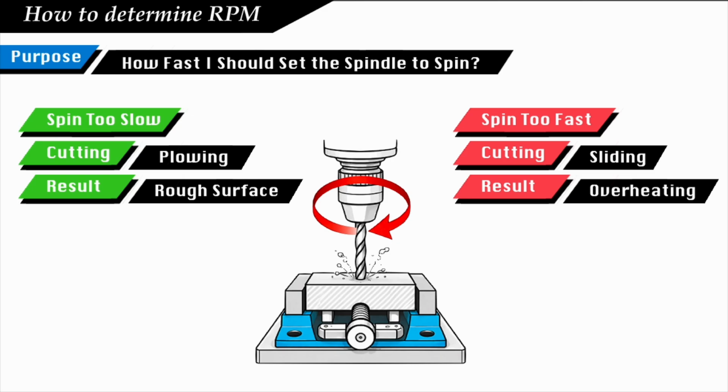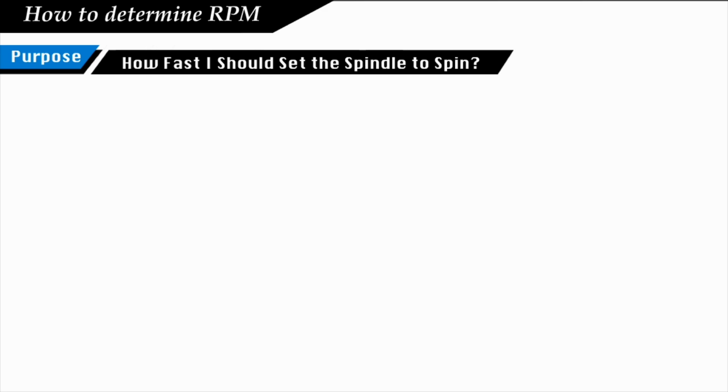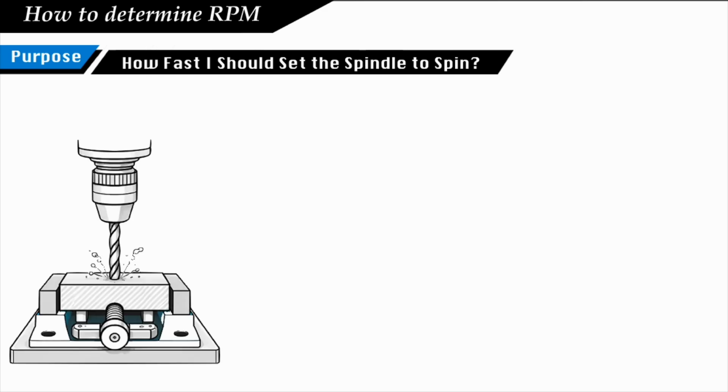So we need to know the ideal spinning speed we should set for our spindle. Let's say on the left side we have our drill machine. There are several factors we should know to decide how fast we should set our spindle. The first thing is how fast the cutting tool can handle a specific kind of material when it touches the material. This is called cutting speed, and we usually look it up from the manufacturer chart.